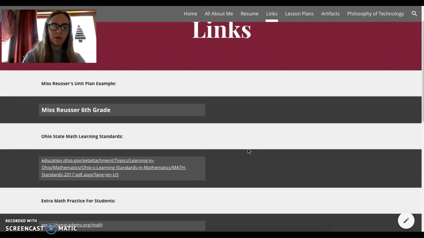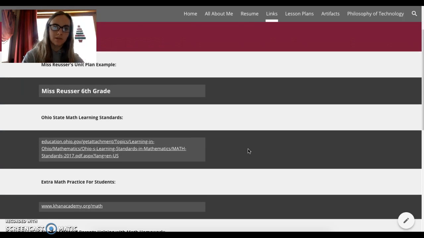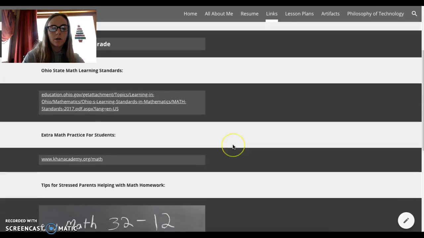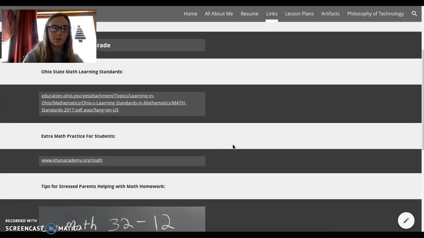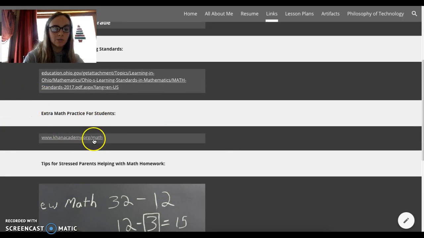As you can see, I have a unit plan example that I made for one of my other classes, my math methods class actually. And then I also have the Ohio State math learning standards so that they can go through and look, because I made this based solely on math, no science. Of course, when I know what I'm actually going to be teaching, I'll add in other standards, whether that be language arts, social studies, or science. And then I also have extra math practice for students, which again, I'll add other subjects as the time comes.